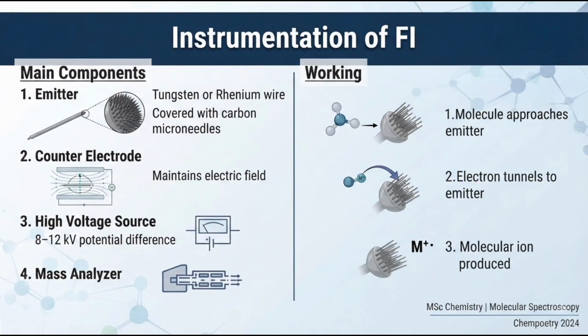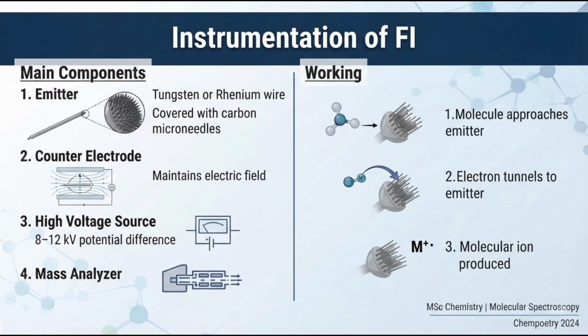The second component is the counter electrode. It works together with the emitter to establish the required electric field. The potential difference between the electrodes creates the strong electric field necessary for ionization.